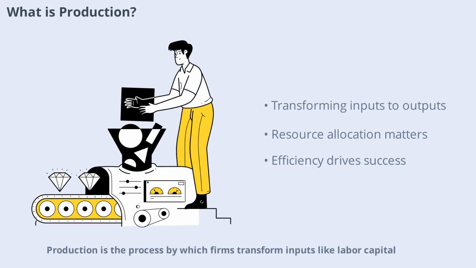Production is the process by which firms transform inputs like labor, capital, and raw materials into finished goods or services. Every business, from small bakeries to large tech companies, relies on efficient production to meet customer needs. The production process involves a series of decisions about resource allocation, technology adoption, and workflow management. Firms must constantly evaluate how to combine inputs to achieve the highest output at the lowest possible cost. This ongoing process is at the heart of every successful business operation.